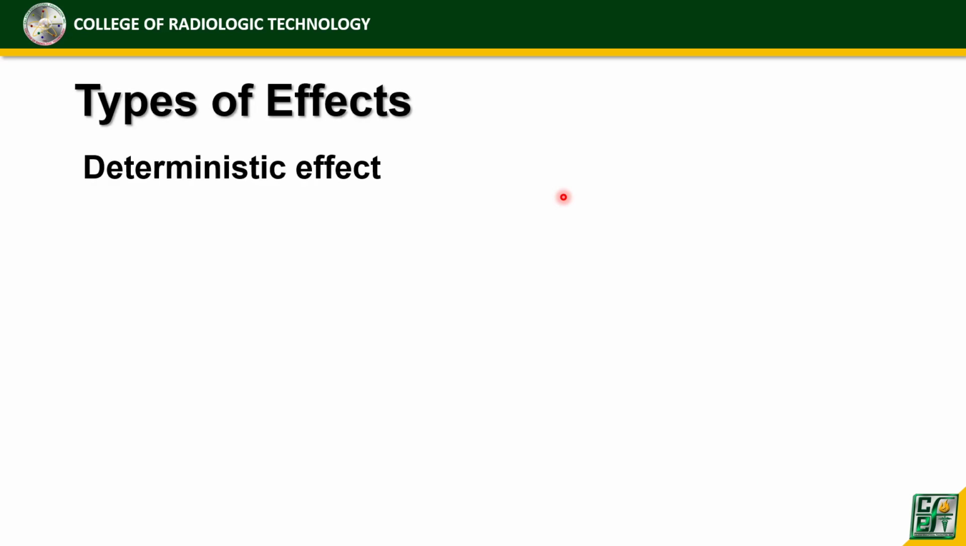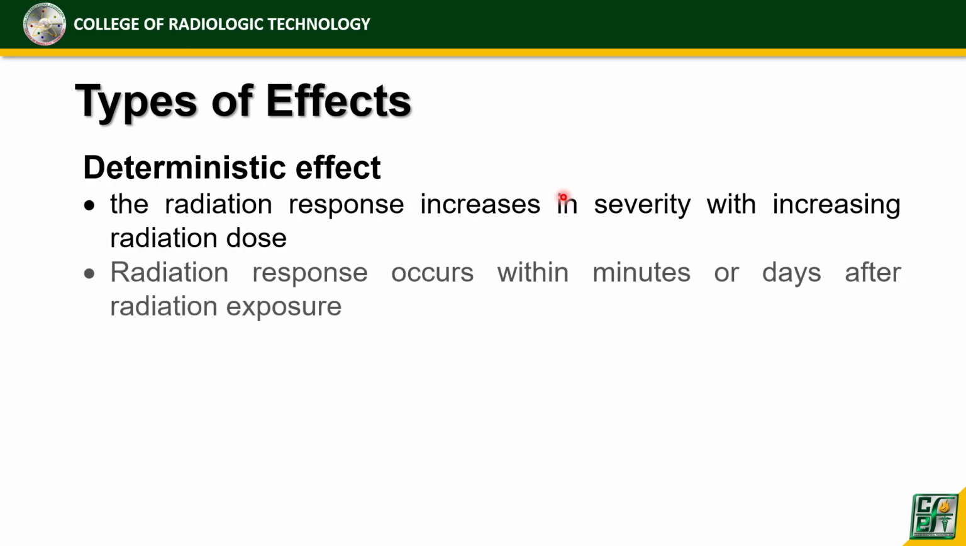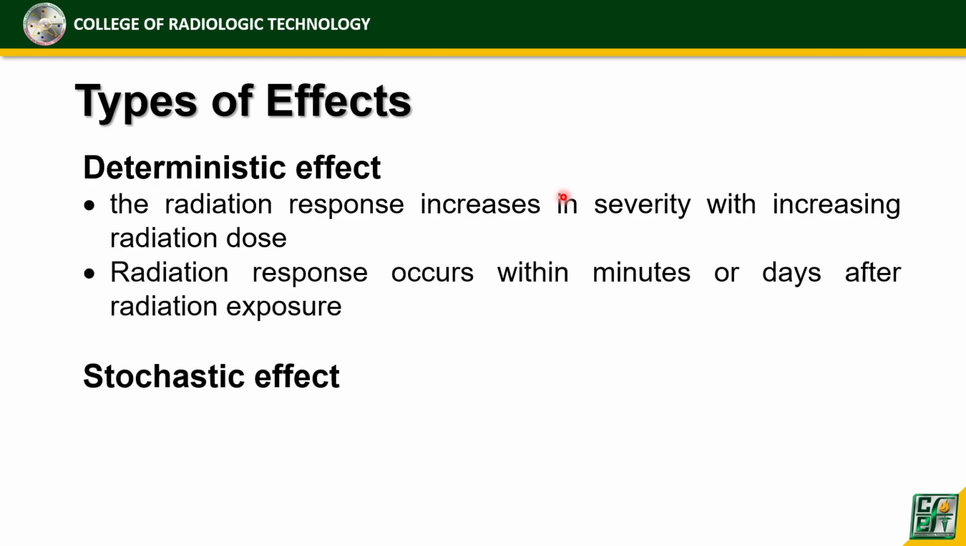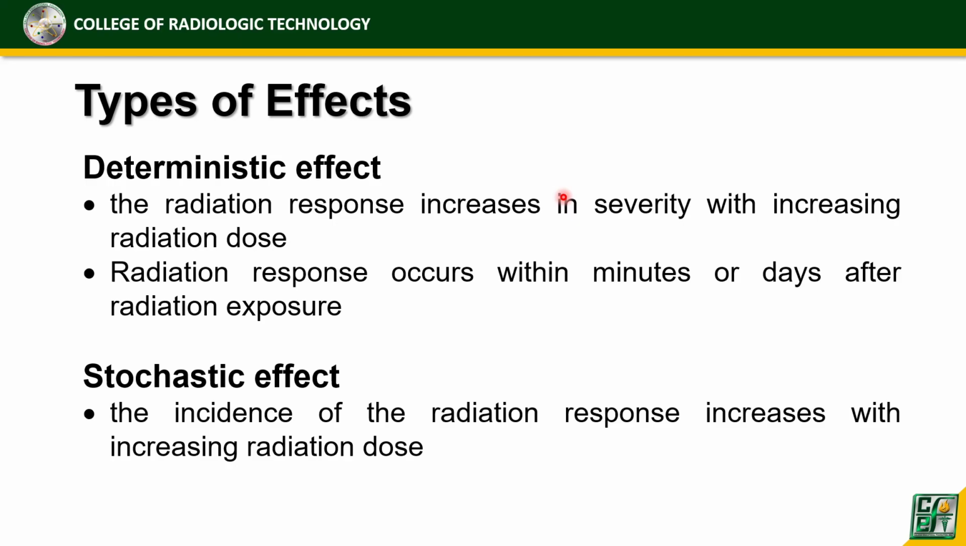Ito yung sinabi ko, babalikan natin yung types of effects. So, deterministic effects: radiation response increases in severity with increasing radiation dose. Radiation response occurs within minutes or days after radiation exposure. Again, this type of effect, deterministic, is with threshold. Then the stochastic effect: the incidence of the radiation response increases with increasing radiation dose. When we say incidence, it can be translated into frequency of radiation response.